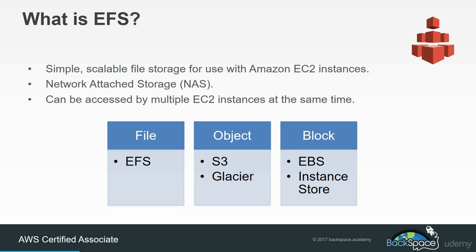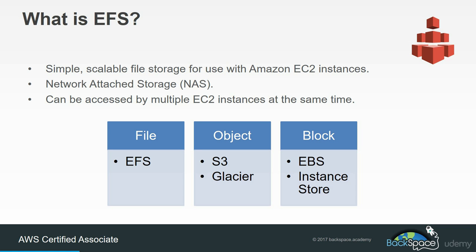So EFS is simple, scalable file storage for use with Amazon EC2 instances. It's network attached storage as opposed to EBS, which is attaching a block device storage to an EC2 instance. And it can be accessed by multiple EC2 instances at the same time, as opposed to block device storage such as EBS and Instant Store.